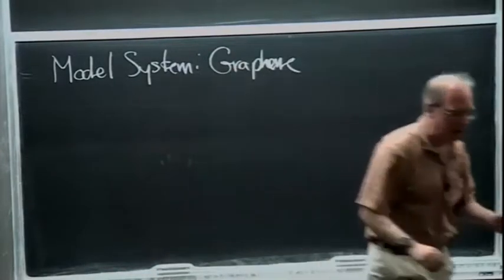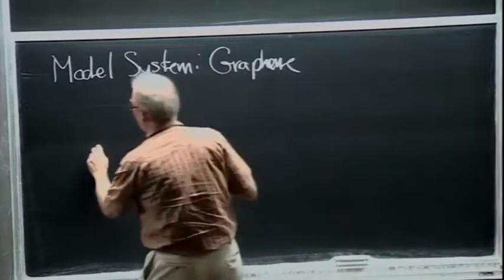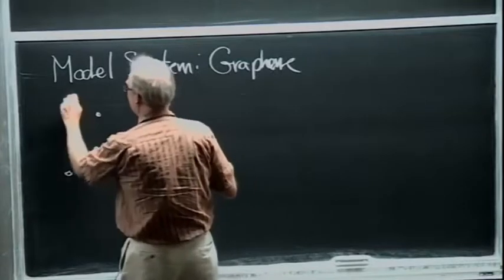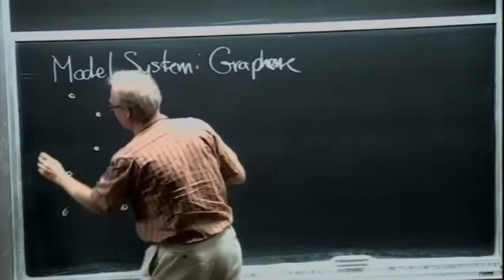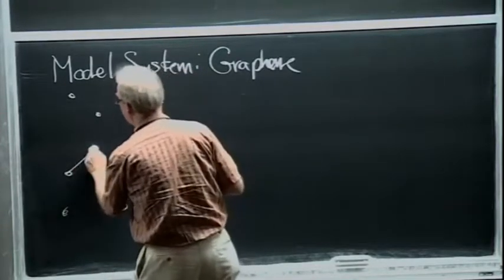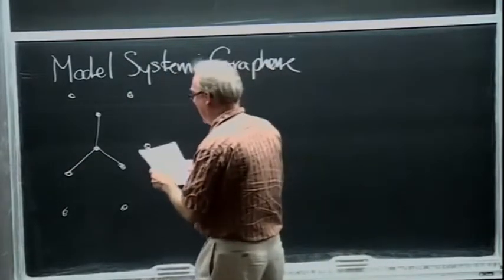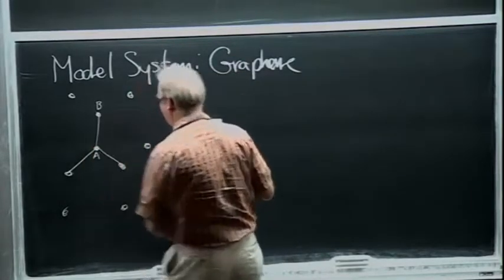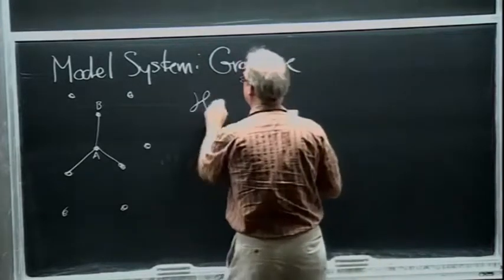So let me just remind you some basics. You have a honeycomb lattice. Let me draw a couple of pieces of the honeycomb lattice. The point is that there are two sublattices, an A sublattice and a B sublattice. And I have a Hamiltonian.